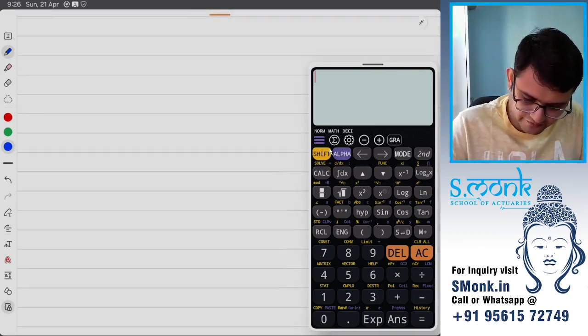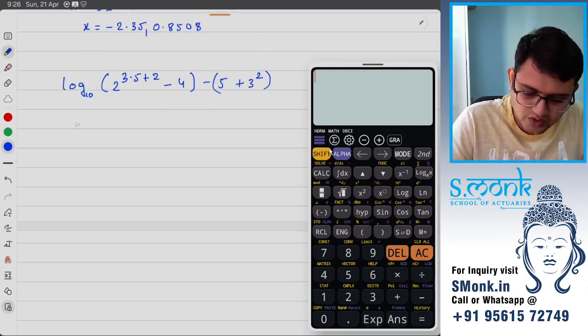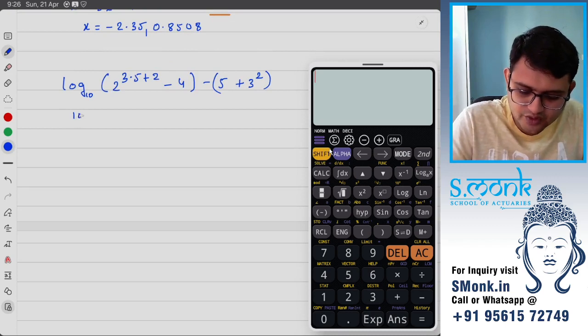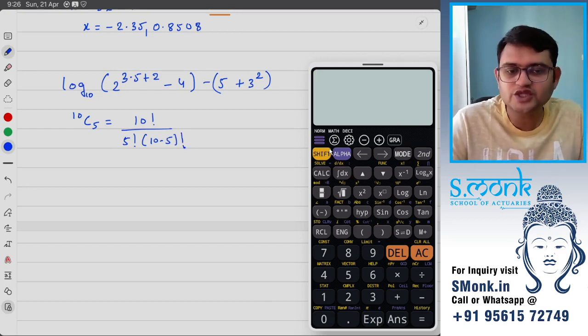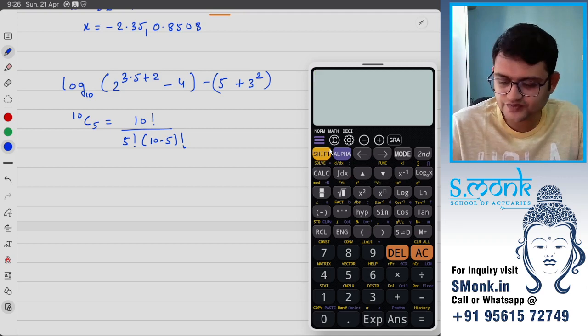So when we talk about combination, let's say I'm talking about 10C5. 10C5 is going to be 10 factorial upon 5 factorial, 10 minus 5 factorial, that is basically 5 factorial again. So I can use factorials to find this value.